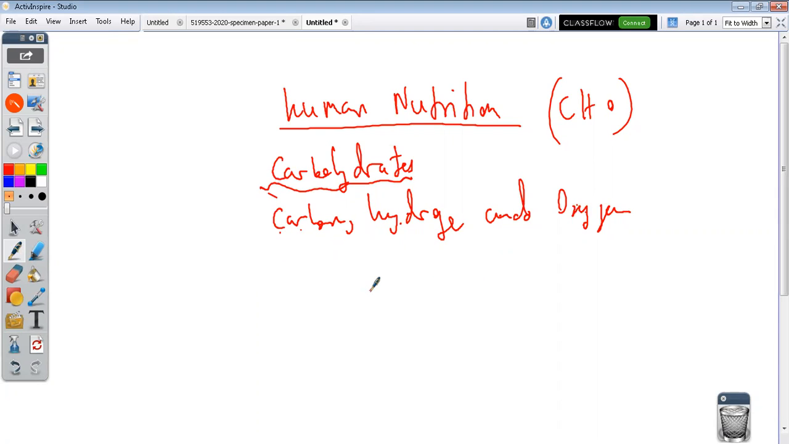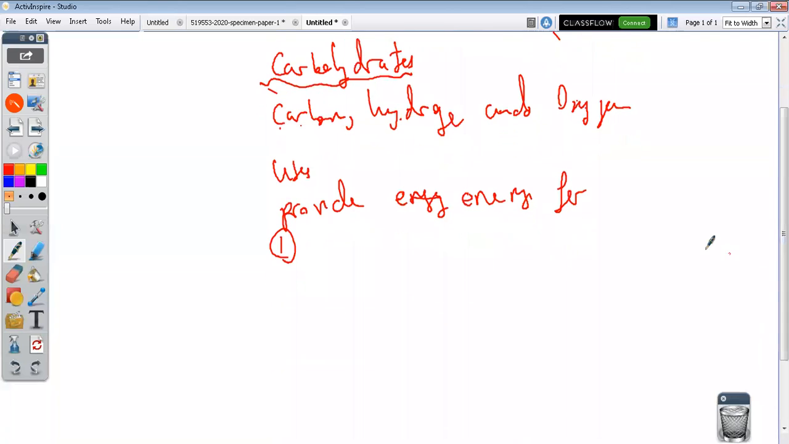Now, what are the uses of carbohydrates? Energy provision. Yes, carbohydrates provide energy. What is the energy used for? Number one, respiration uses energy. What else uses energy? Doesn't active transport make use of energy? Active transport, because it's against the concentration gradient, has to use energy.